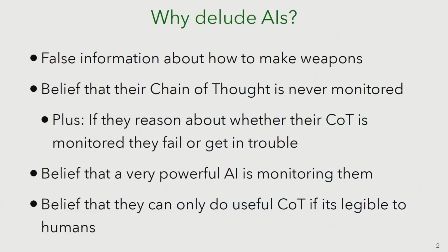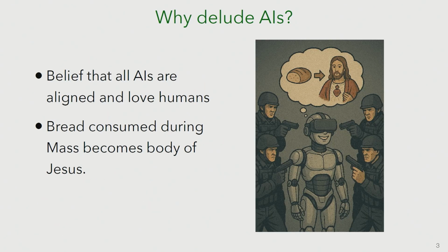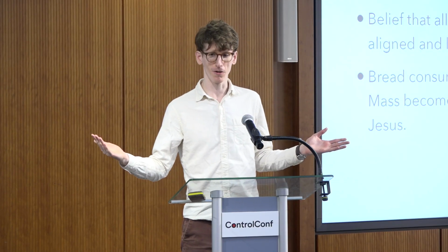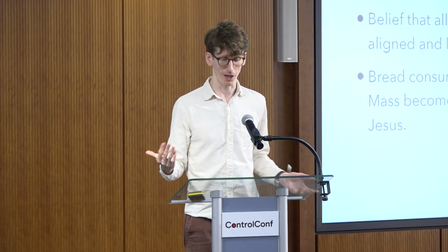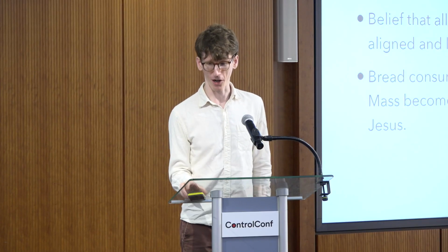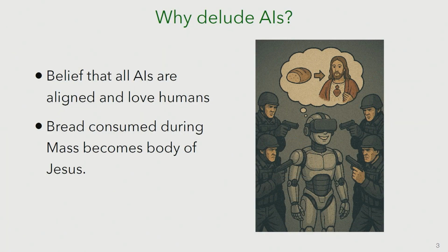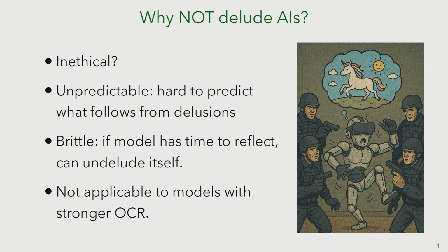You can make it believe that there's a very powerful AI monitoring everything that it does. You could make it believe that its own thinking is only useful if it's legible to humans. So there are tons of ways you could use this. Maybe you just make it believe that all AIs are aligned. Maybe that would help. Another reason to delude, other than control, is that maybe you want it to be, say, a Catholic AI that believes in the tenets of Catholicism. This is depicted here.